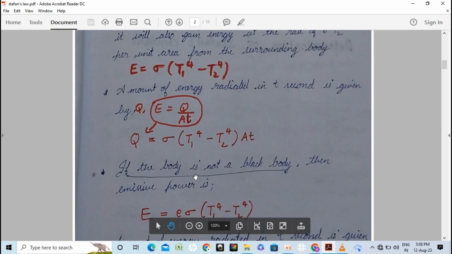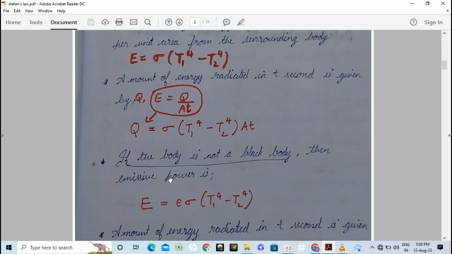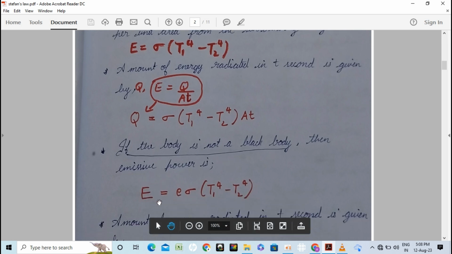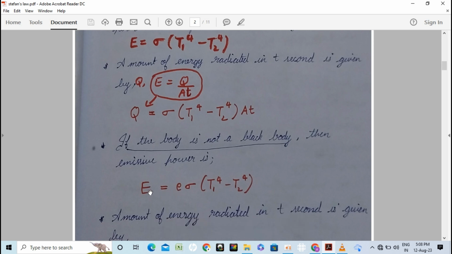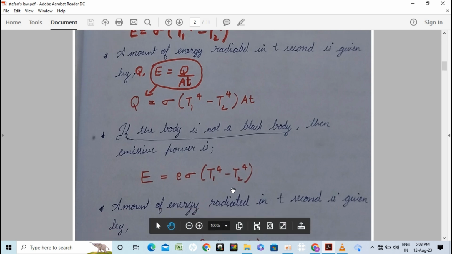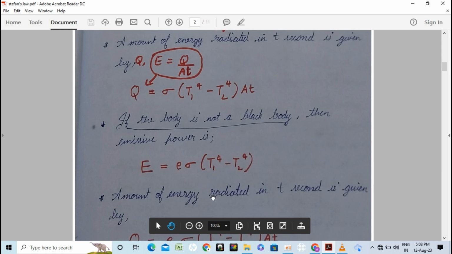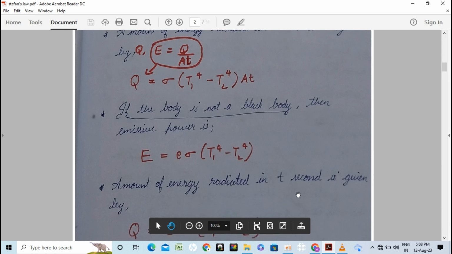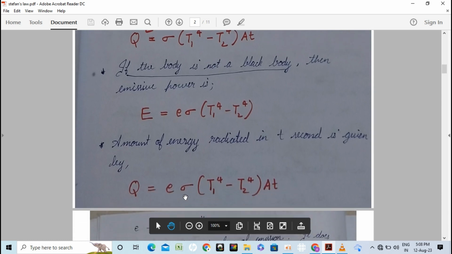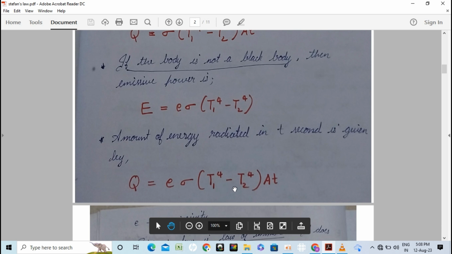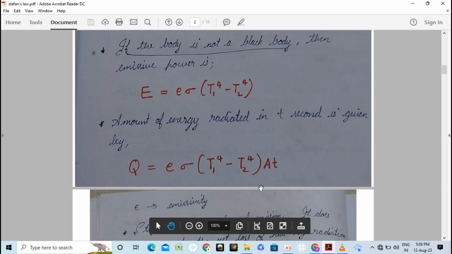Now, if the body is not a black body, then the emissive power E is multiplied by the emissivity, which is denoted by small e. I have discussed this in my previous video. So the emissive power capital E is equal to emissivity small e times sigma into T1 raised to 4 minus T2 raised to 4. The amount of energy radiated in t seconds is given by Q is equal to emissivity small e times sigma into T1 raised to 4 minus T2 raised to 4 into A t.